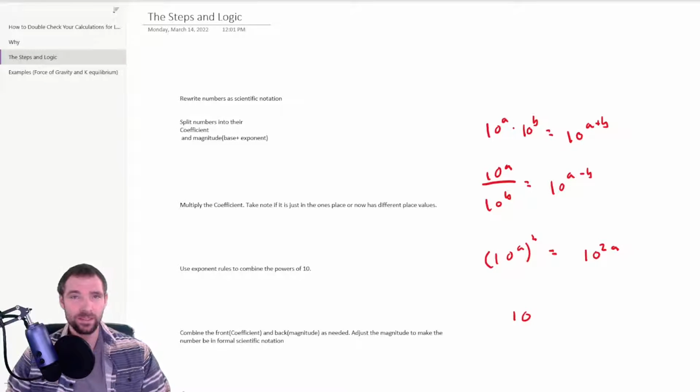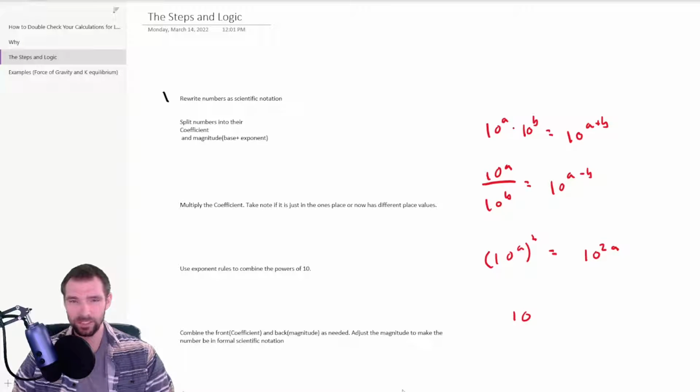So the trick that I want to show you: basically you need to have the numbers written in scientific notation, and then you split the numbers up into the coefficient in the front, and then the 10 up to its exponent, which shows the magnitude, or just how big or small these numbers are. Then you multiply the coefficients, and that gives you the number that ends up in the front. And then you combine your exponents using your exponent rules.